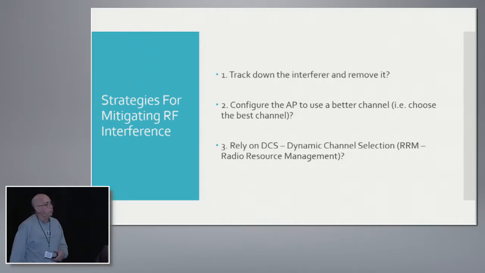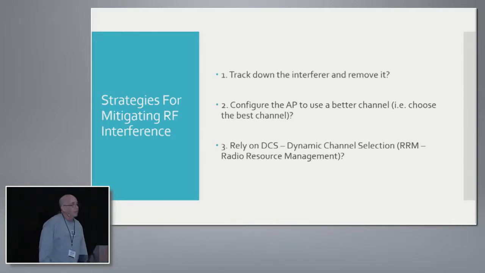So suppose you've now determined that you have a problem with RF interference, what can you do? One thing is you try to track it down and remove it. Second thing is you try to find a better channel. You configure your access point to a different channel. The third thing is you rely on DCS, Dynamic Channel Selection. Devin Aiken yesterday was talking about RRM, Radio Resource Management. And that's where you leave it to the AP to figure out what's the best channel to switch to.